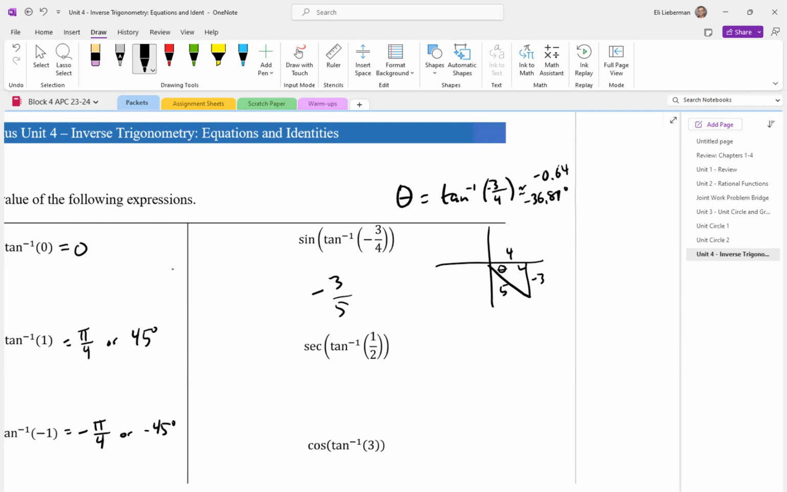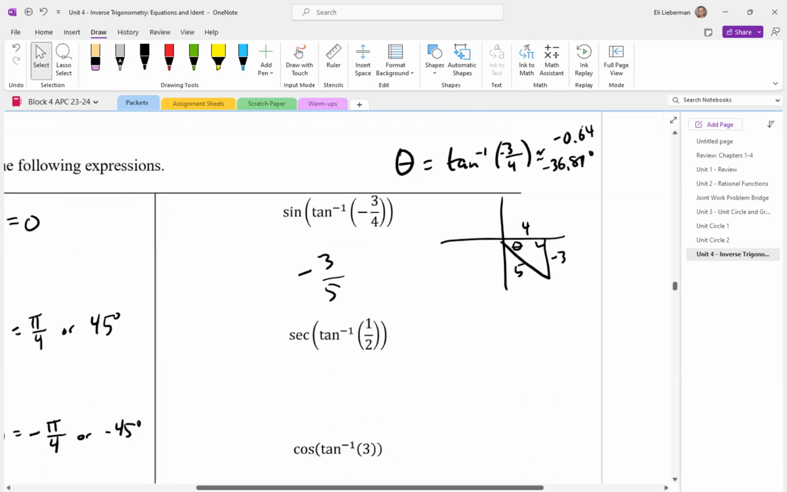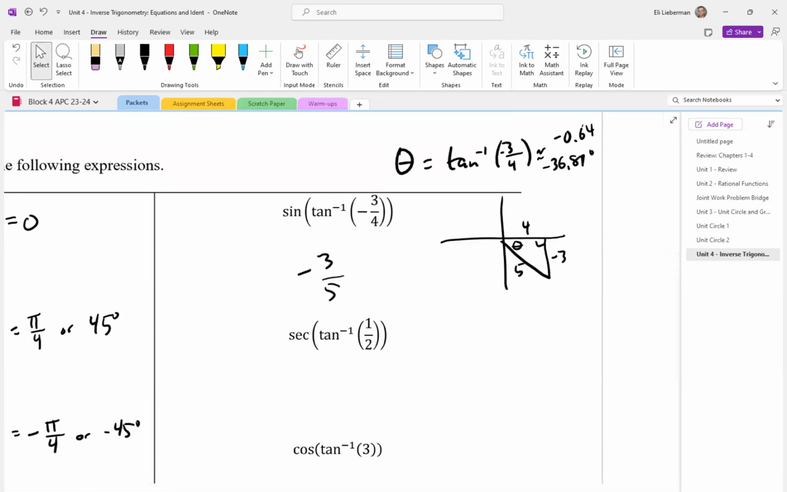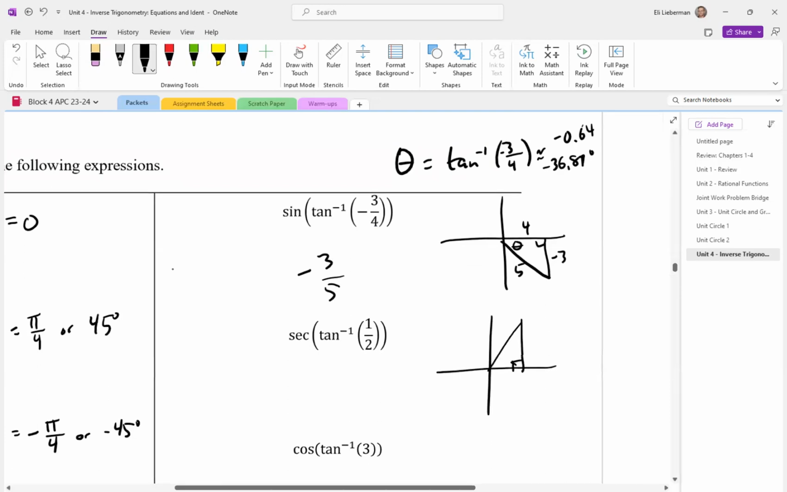Okay, secant of tan inverse of 1/2. Brandon, can you help me out with this one? I can't just get the answer, I need the whole process. So I made a triangle. So something like this, so the opposite, they would be like one. Oh, so theta's right here. So the opposite.